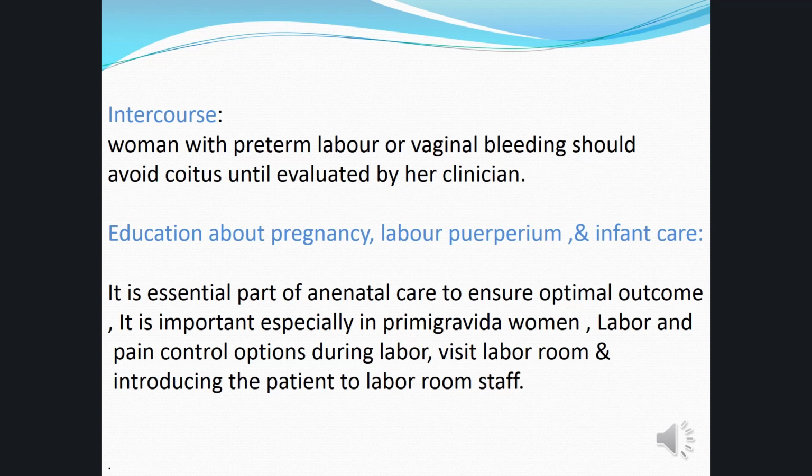Education about pregnancy, labor, perinatal, and infant care is an essential part of antenatal care to ensure optimal outcome. It is important, essential, and primary for the woman. Labor and pain control options during labor should be discussed, with a visit to the labor room and introduction of the patient to the labor room staff.